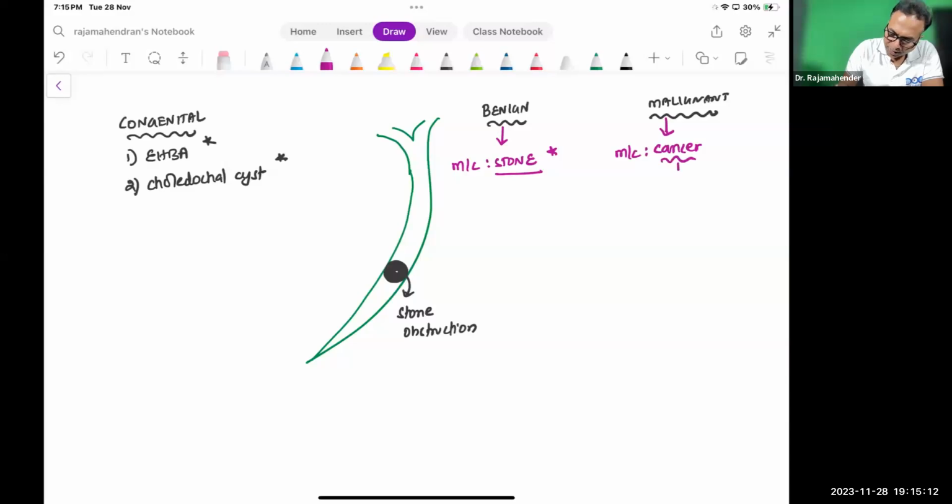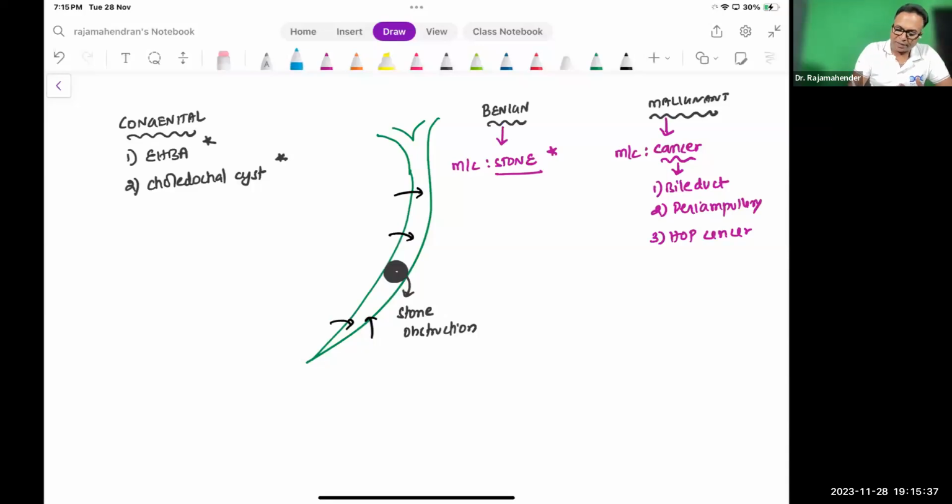So what cancer? The cancer can be in the bile duct, or periampullary cancer, ampulla cancer, or head of pancreas cancer. So any cancer which can occlude, the cancer which can occlude intraluminally or extraluminally. Intraluminally you have the cancer in the bile duct, bile duct cancers.